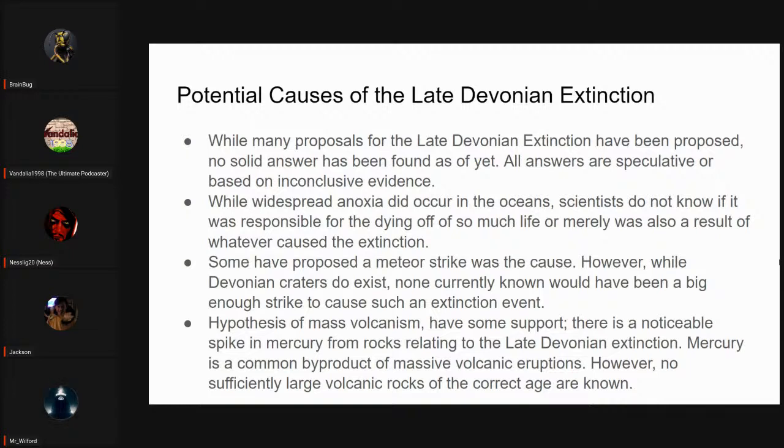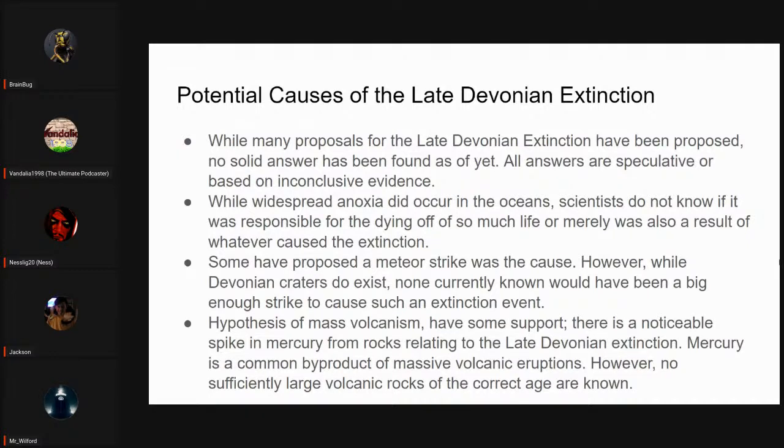And Jackson, thank you for bringing up the Deccan traps, because another hypothesis for the Late Devonian extinction is maybe mass volcanism had something to do with it. And there is some support for this. Along with the anoxia in the very Late Devonian rocks correlating to those pulses, you see spikes in mercury levels. And mercury is a common byproduct of massive volcanic eruptions. But again, it probably wasn't as bad as the Deccan traps of the late Permian. No, not as bad. However, one of the contradictory things about this hypothesis is that we don't have sufficiently large volcanic rocks of the correct age known from the Devonian.